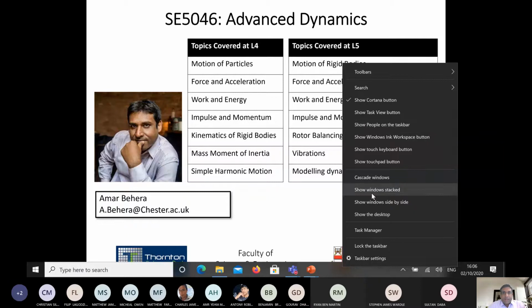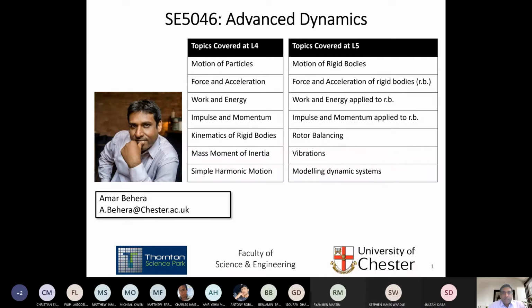Up of dynamics, which you did last year, SE4017. SE4017 was a level 4 module where we studied a number of topics on dynamics, which were motion of particles, force and acceleration, force, work and energy, impulse and momentum, kinematics of rigid bodies, mass moment of inertia, and simple harmonic motion. I'm sure most of you will remember these topics. I know that simple harmonic motion was not covered, so we will cover that in this module now.